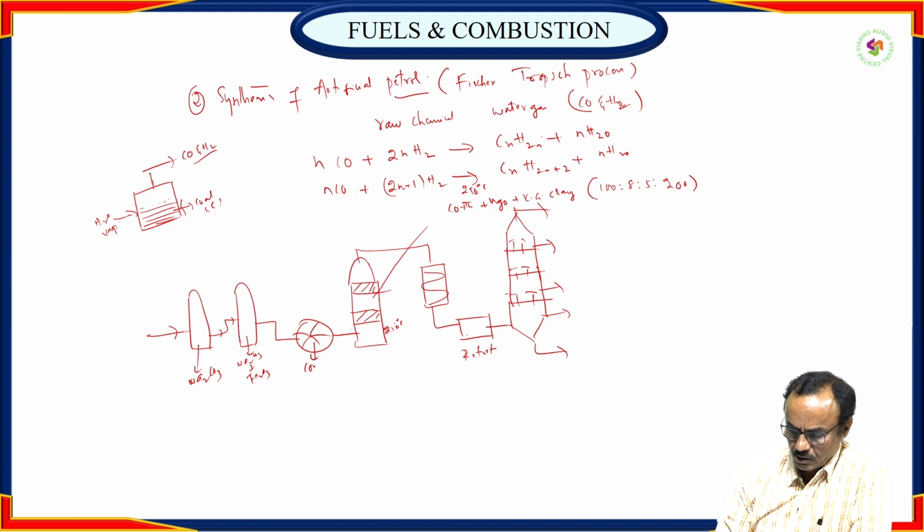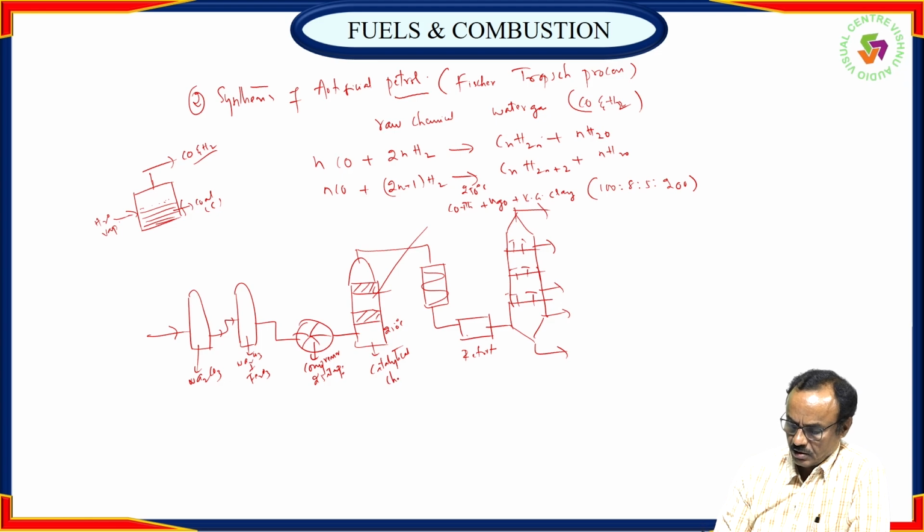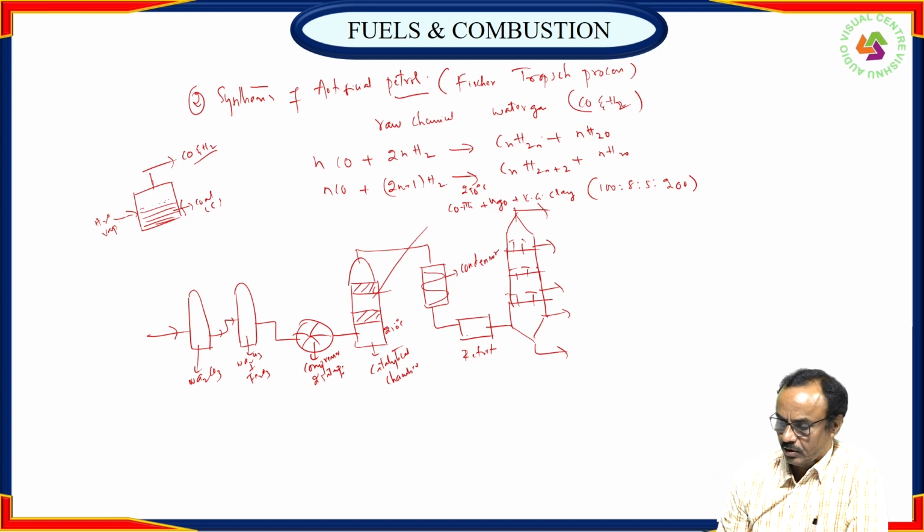This is called the compressor. We need to pass gas at high pressure, at 25 atmosphere pressure. This is called the catalytical chamber. This is called the cooler or condenser. Let me draw it clearly. Condenser or cooler, then the fractionating column.